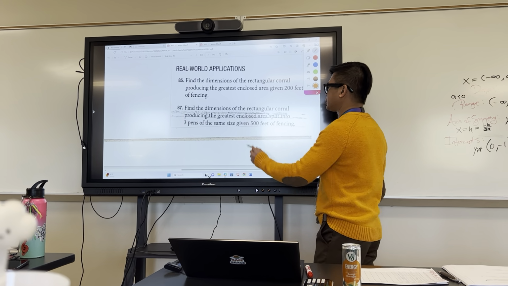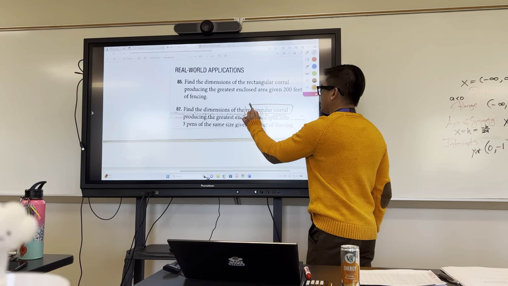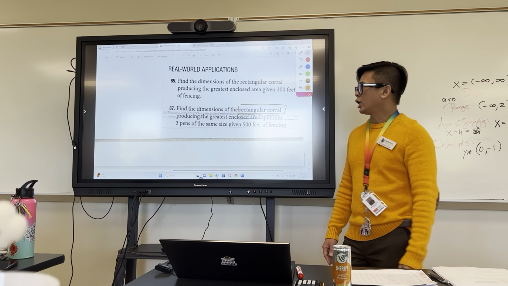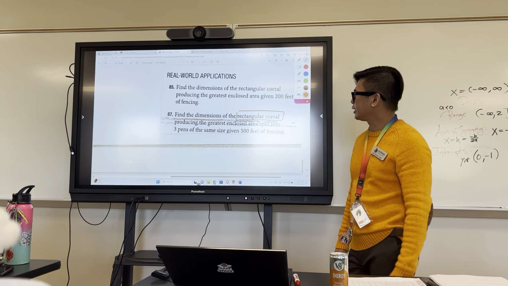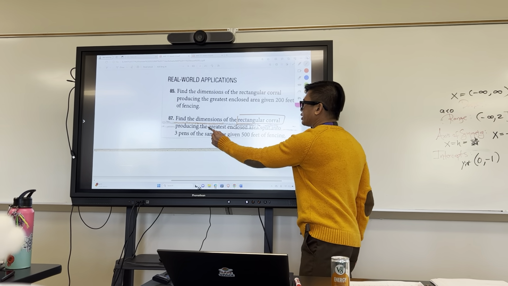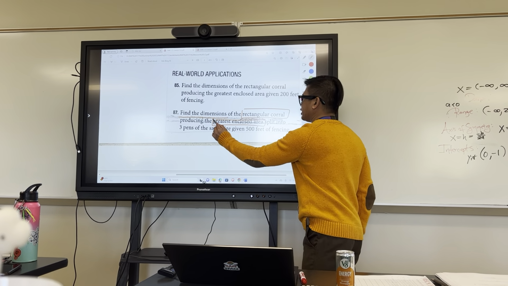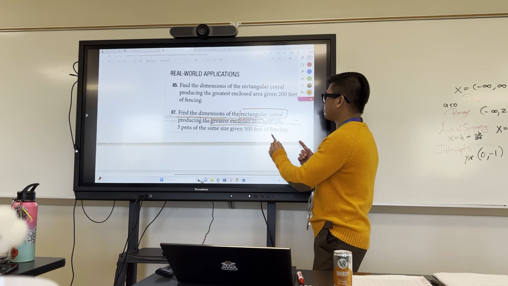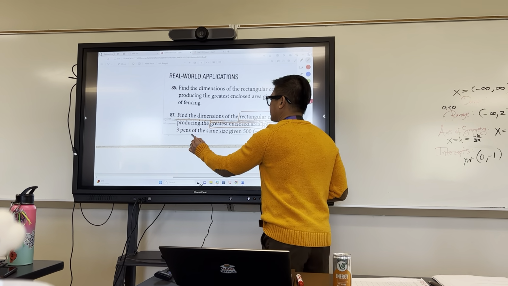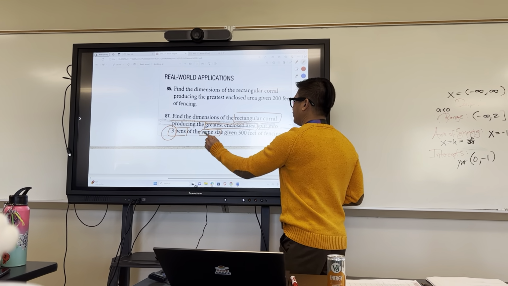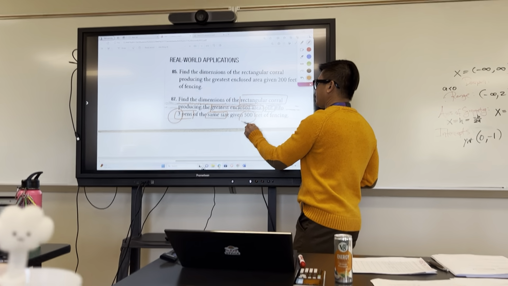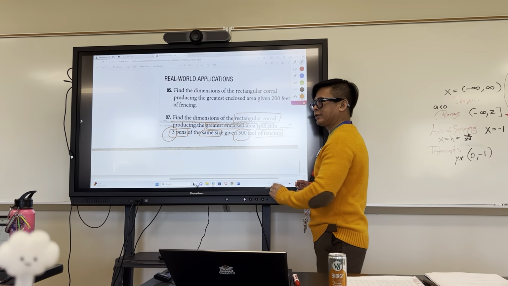All right, so again, the shape is rectangular, right? We have to find the dimensions, okay? What else? You have to find the greatest enclosed area, right? Where this is split into how many pens? 3 pens, right? Of the same size given 500 feet of fencing.